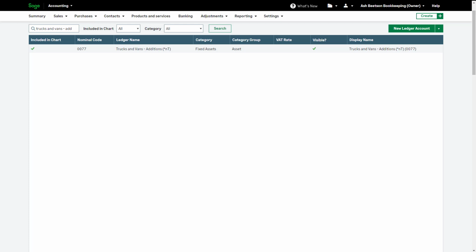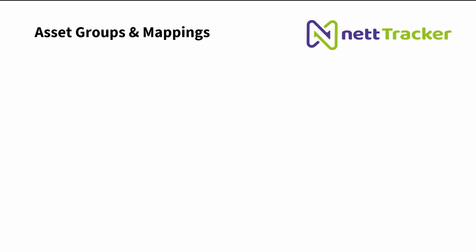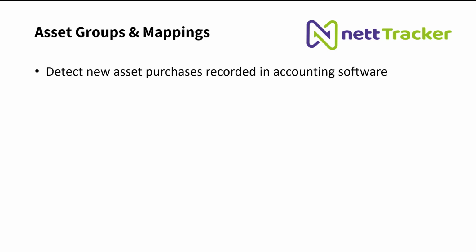Just a quick recap, very important to get your asset groups correctly mapped to your chart of account categories in your accounting software. That way nettTracker can detect new asset purchases recorded in the accounting software and makes it easy then to put those asset purchases onto the fixed asset register.